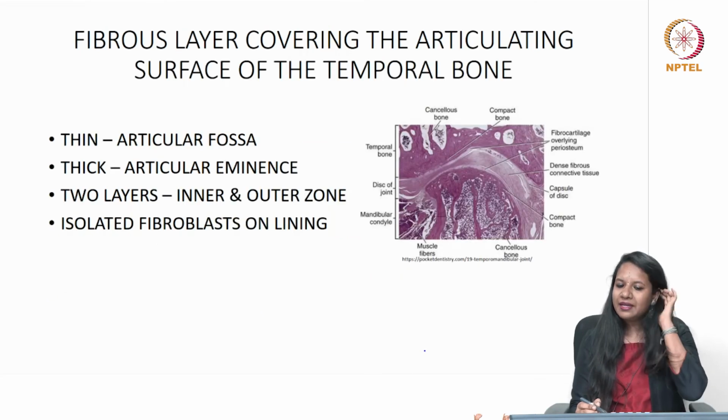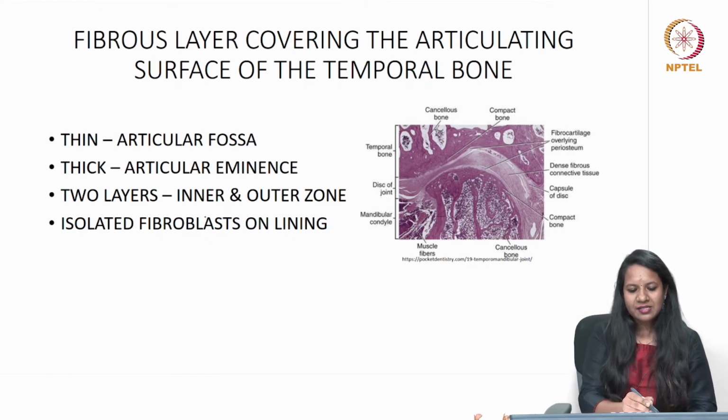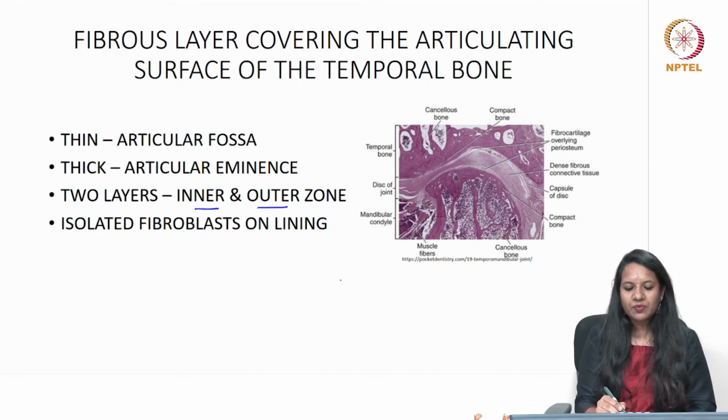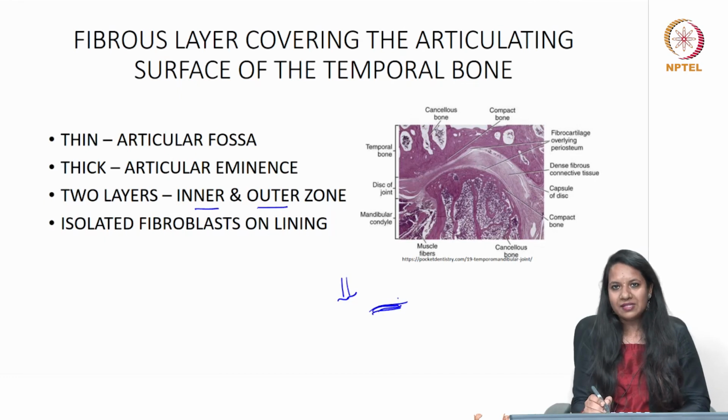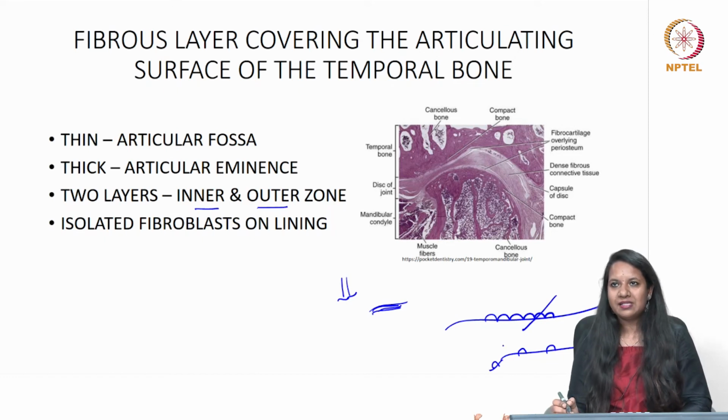Then comes the fibrous layer covering the articular surface of the temporal bone. It is thin in the articular fossa and thick in the articular eminence, and it has two layers, the inner and the outer zone. In the inner zone, the fibers are perpendicular to the long axis, and in the outer zone they all run parallel over the bony surface. Over the lining, the fibroblasts are not continuous, they are just isolated, which can be identified by their long cytoplasmic processes.